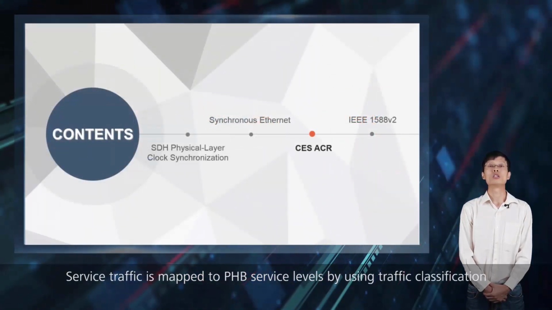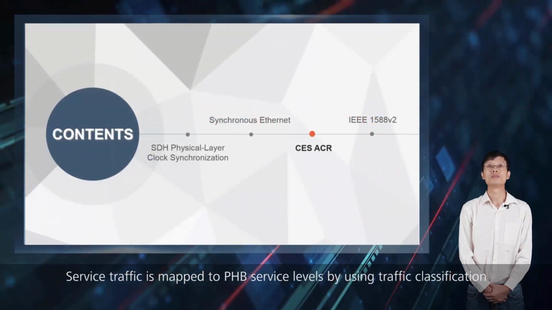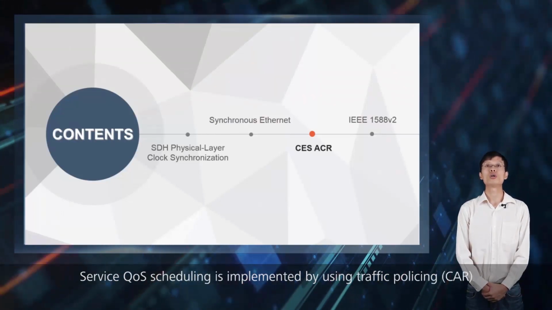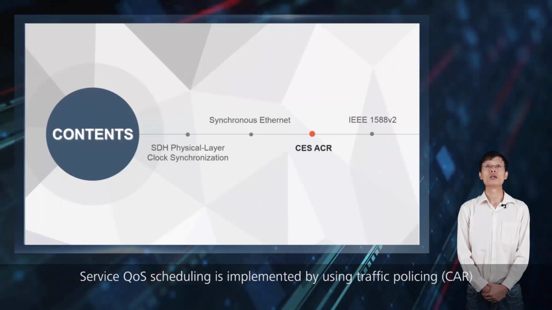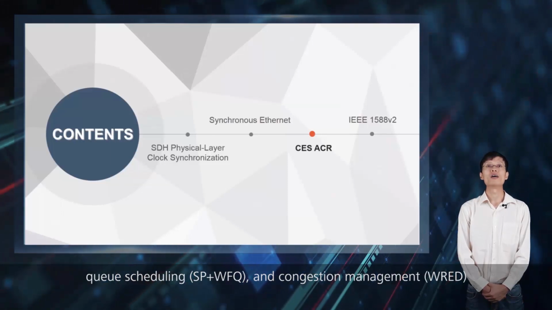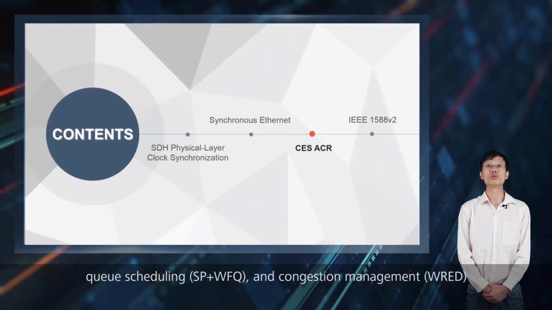Service traffic is mapped to PHB service levels by using traffic classification. Service QoS scheduling is implemented by using traffic policing, CAR, queue scheduling, SP plus WFQ, and congestion management, WRED.